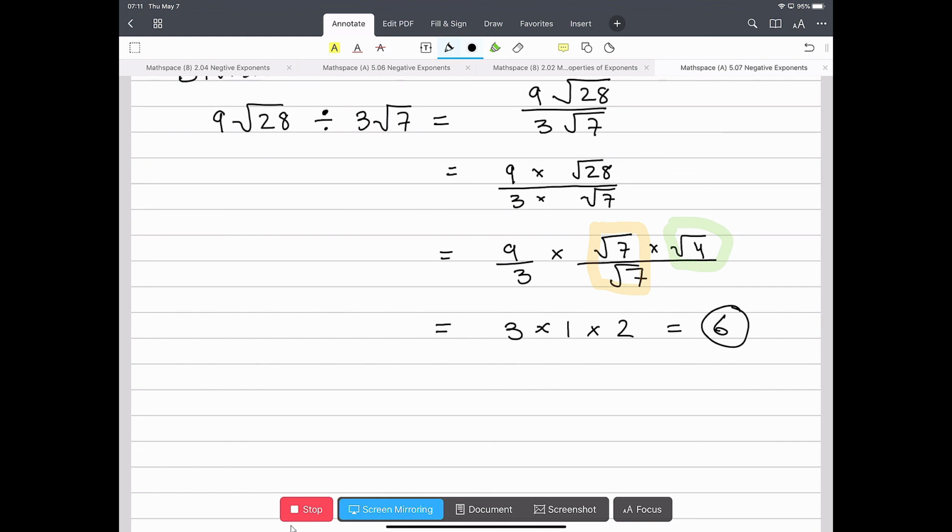So by breaking the square root of 28 down into a multiplication problem of two factors, where one of the factors has another factor somewhere involved in the problem, I can simplify it out. In this case, it was the 7s.